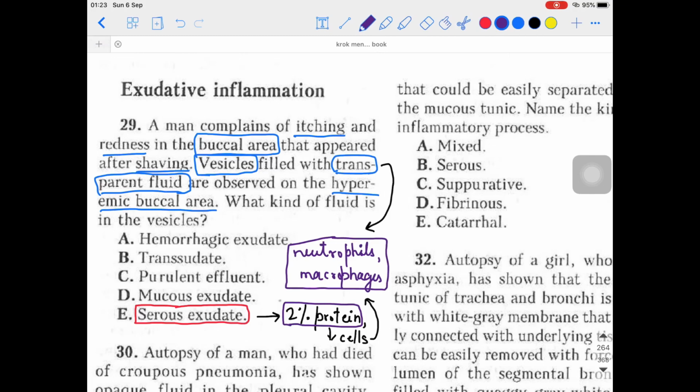Okay, because exudate usually in most of the cases spontaneously resolves also. Okay, so that you need to remember. So that was about the serous inflammation, for example, serous exudate. And how to identify this transparent fluid which was the content of the vesicle. And what is the content of serous exudate? 2% of protein, which makes it transparent, and very less amount of cells, for example neutrophils and macrophages. I hope you got this very clearly. Okay.